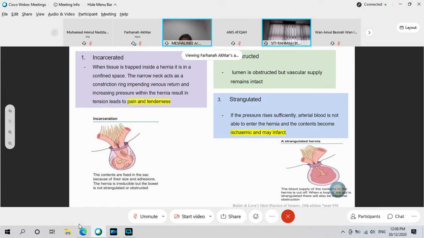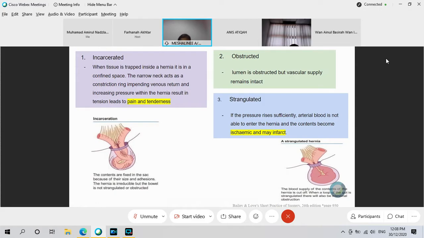For the complications of hernia, in most cases, the herniated contents can be manipulated back into the abdominal cavity. So that is what is called a reducible hernia. But in some cases, there can be complications, like mentioned just now: incarcerated hernia, obstructed or strangulated hernia. Incarcerated hernia means when tissue is trapped inside the hernia, in a confined space.